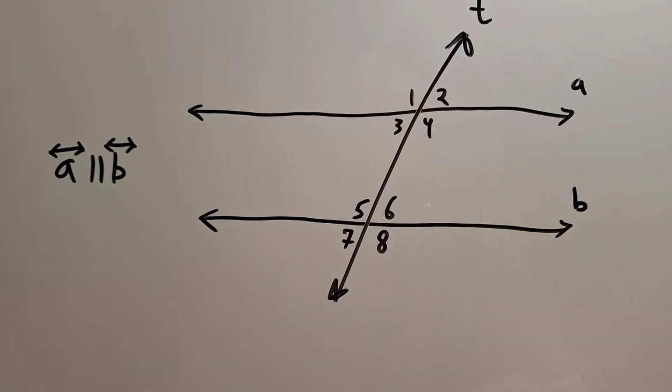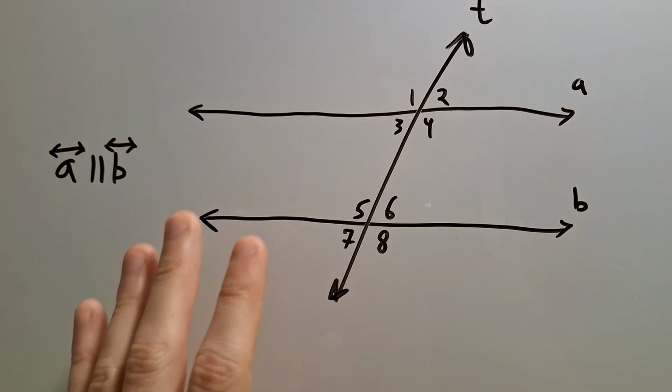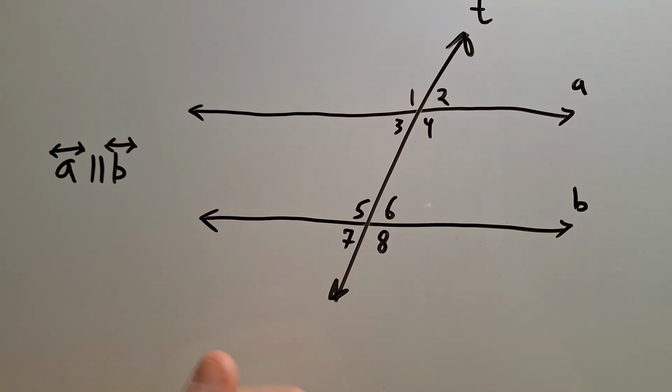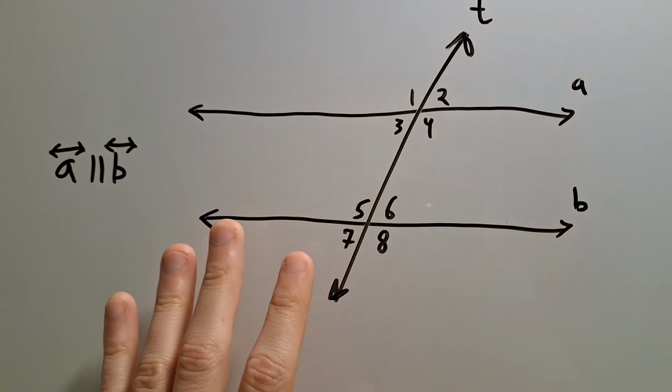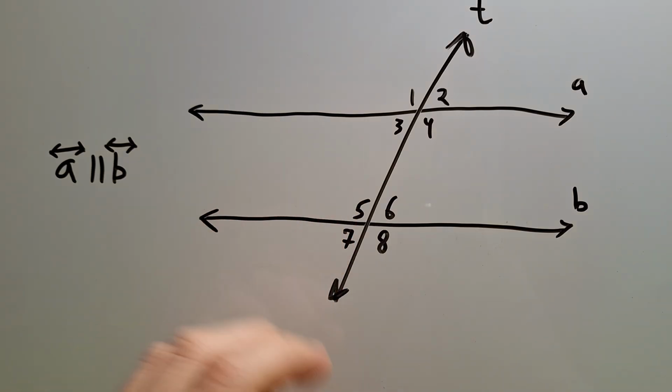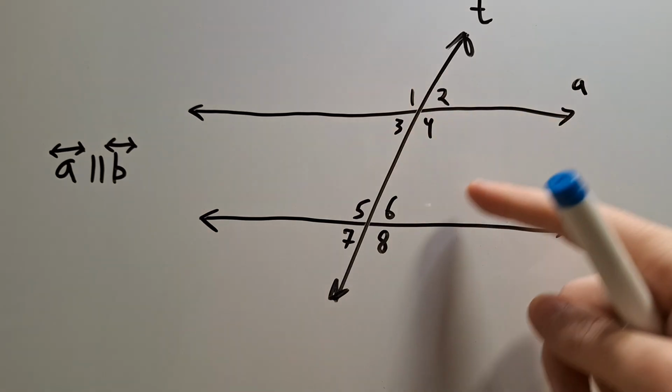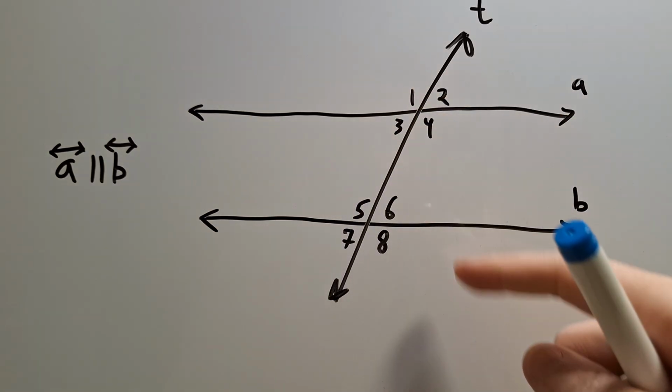In geometry, there are theorems that we will use to prove this is true. We'll get to that once we get there, but for the time being, those are the 3 categories for this type of diagram.